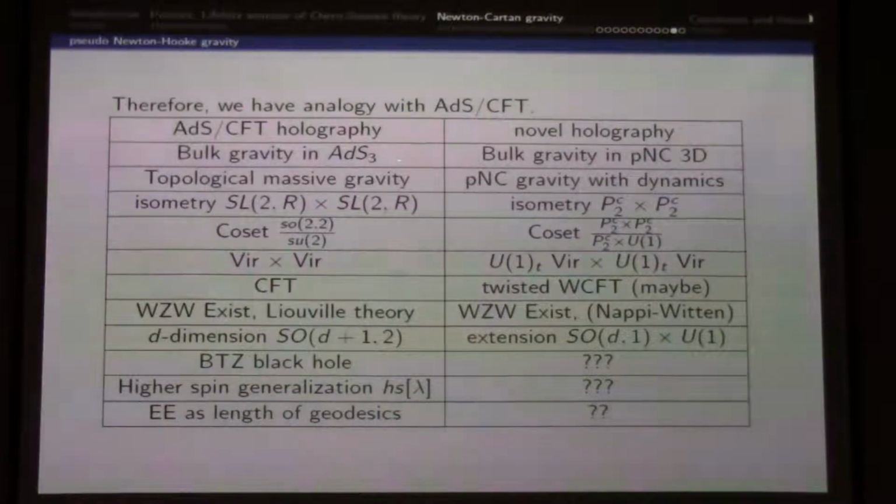So I want to say, in this work, we map the phase space of the Weyl-Maxwell-Weaker model in SO(2,2) to the phase space of a non-relativistic algebra. You can make a lot of analogy between AdS3/CFT2 and this non-relativistic holography. For example, if you study topological massive gravity in AdS, it will correspond to topological massive gravity in this pseudo-Newton-Hooke gravity. And also isometries can be mapped to one another.